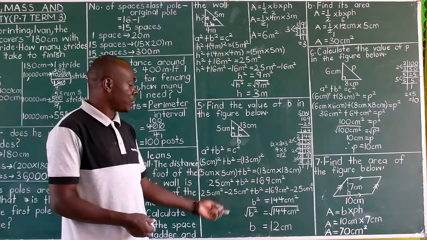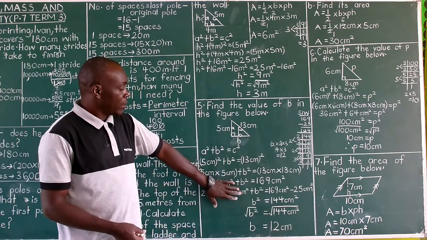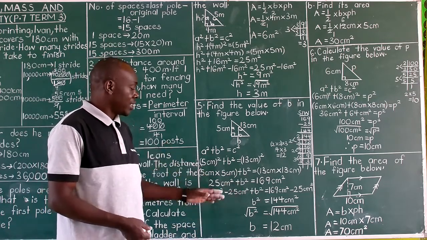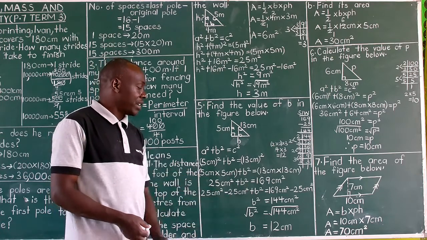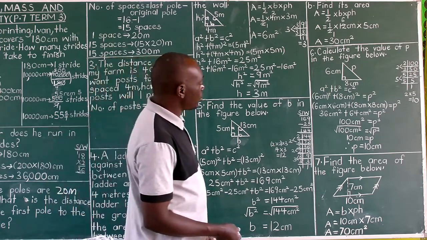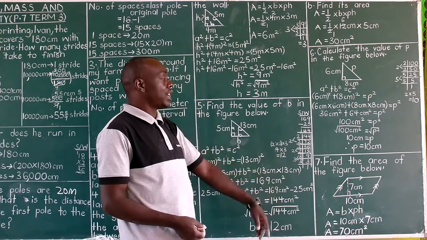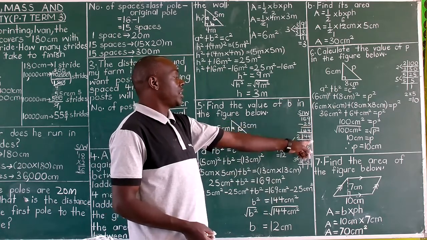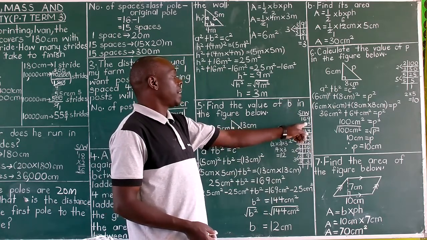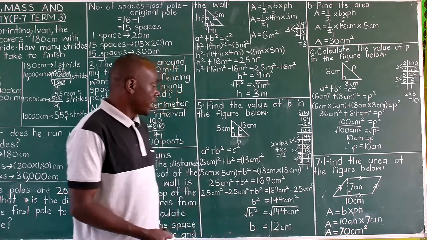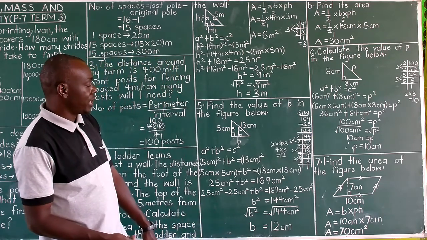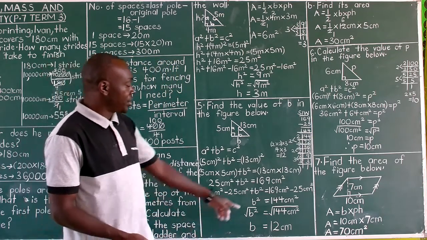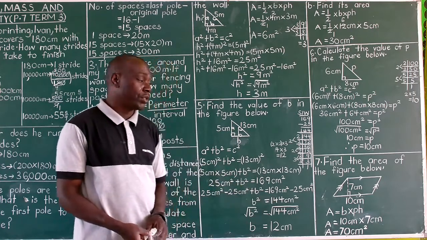So 25 and 25, both centimeters squared, when subtracted you get a 0. So we remain with B squared on this side. Then we sum 169 and 25 on the other side. 9 minus 5 you get a 4, 16 minus 2 you get 14, thereby getting 144 centimeters squared on that side. So we have B squared equals 144 centimeters squared.